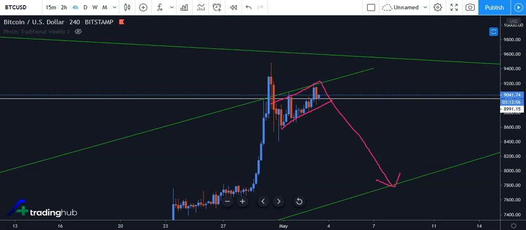I want to see selling impulse and rejections from the 9,200 price mark. When I get that rejection from there, I'm going to sell it very hard till price reaches the 8,000 zone. So that is what we can cover for this particular episode of the weekly market forecast.